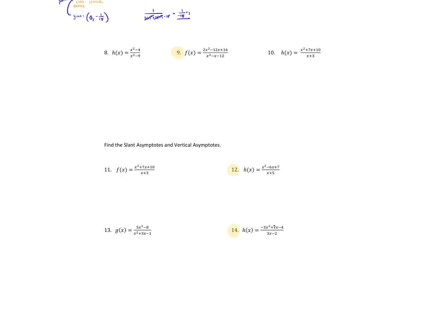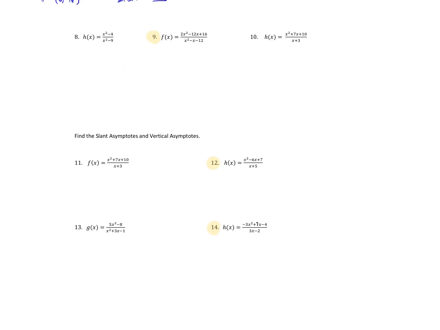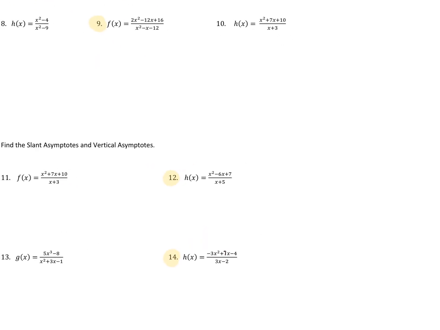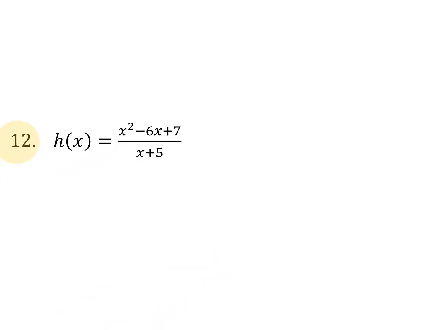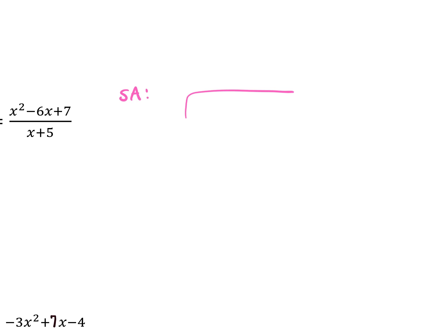Let's look at number 12. It says find the slant asymptotes and vertical asymptotes. How do I find the slant asymptotes? What do we need to do? Long division. Awesome. So I'm going to divide x plus 5 into x squared minus 6x plus 7.